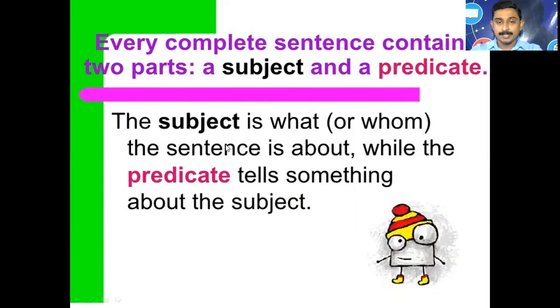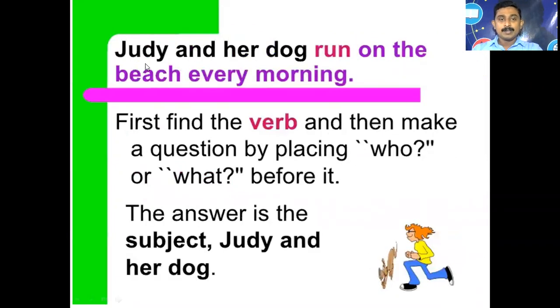Let us make it more clear with the help of an example. Judy and her dog run on the beach every morning. There is a simple technique to identify subject and predicate. First thing is you need to identify the verb in the sentence or the action word in the sentence. Once you identify the action word or verb in the sentence, just put a question. Who run? Who run on the beach every morning? We get answer Judy and her dog. So Judy and her dog is the subject. This is the answer for our question who run.